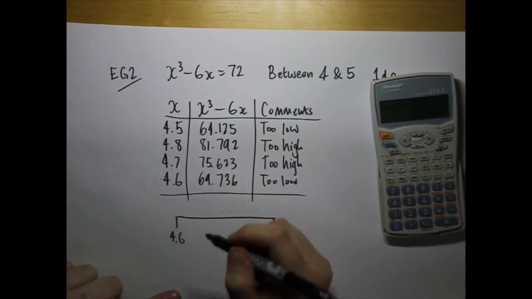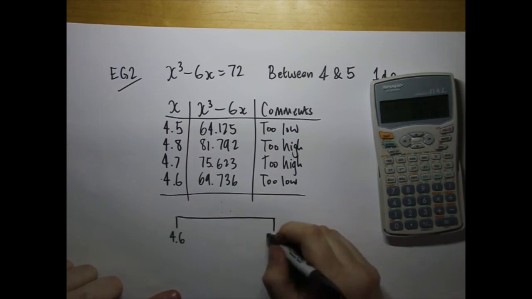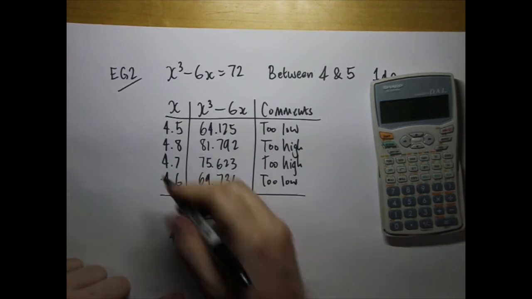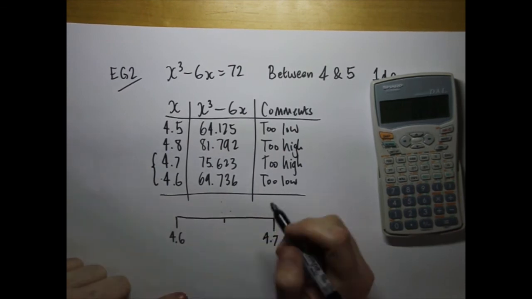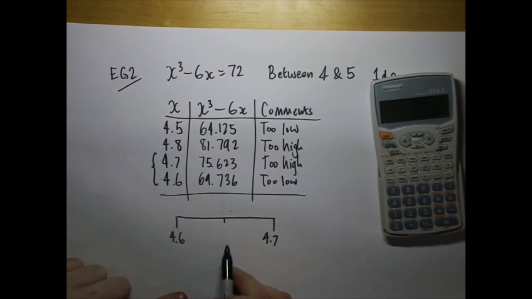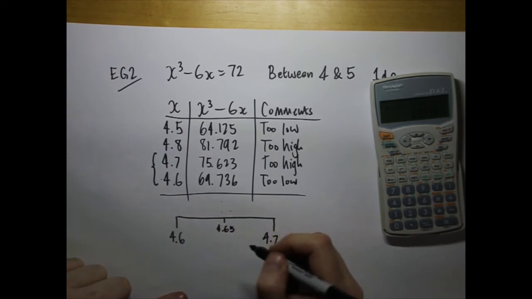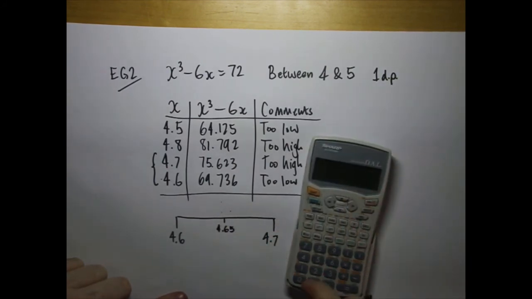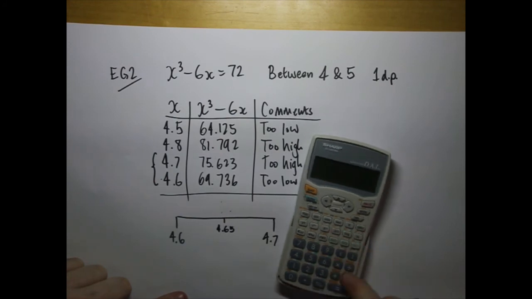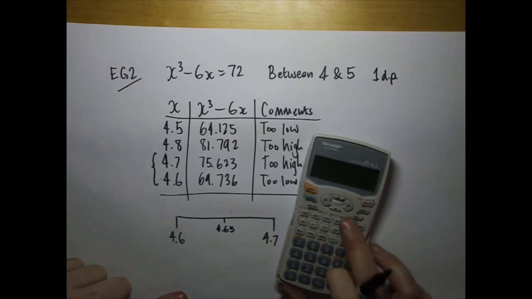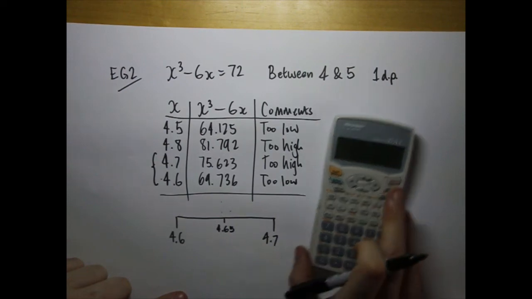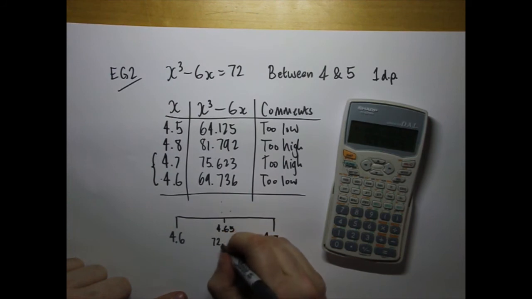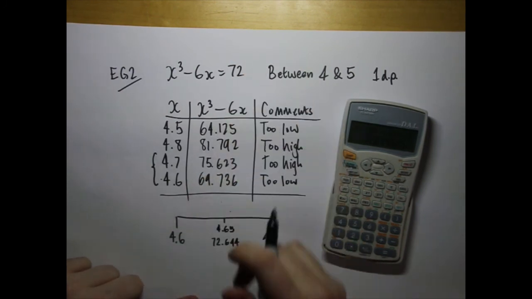So remember, we draw this little line, we put our lower number of 4.6 and our higher number of 4.7, the two values wherein lies the answer. So the halfway point, 4.65. I hope you'll agree with that. What does 4.65 give us? 4.65 cubed minus 6 times 4.65 gives us now 72.644. That's really close, really close.